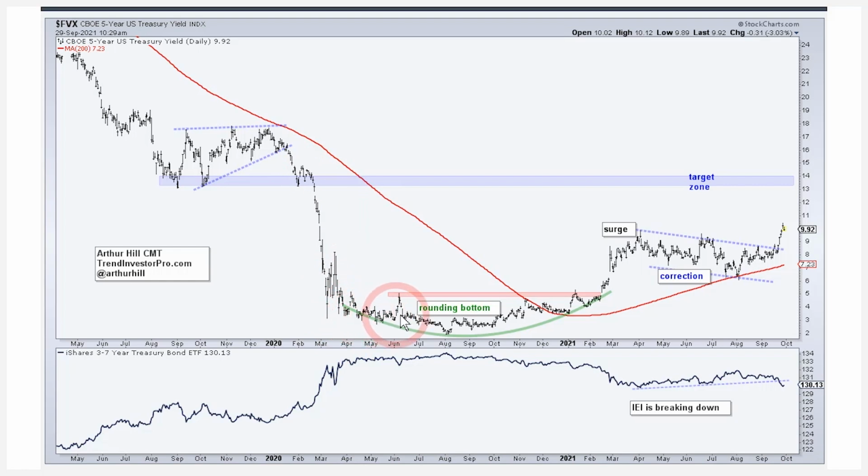And then yields bottomed out for several months, like a year, kind of a rounding bottom there. And then you had the surge. And that was that first surge in February and March when yields surged. And we saw a rotation in the stock market as well when money moved out of techs and some of the high flyers. And so then we get this correction in the 5-year yield, and we started turning up.